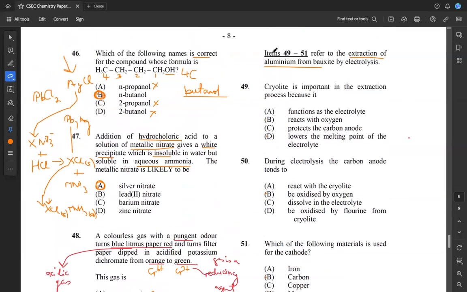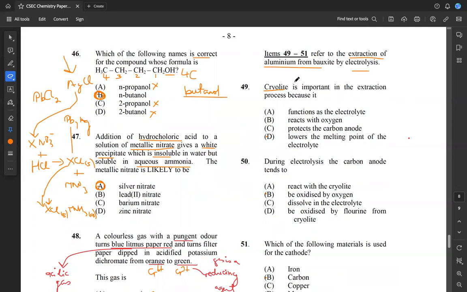So this says items 49 to 51 refer to the extraction of aluminum from bauxite by electrolysis. Okay, so that's a process that we have to be familiar with per our syllabus, right? So the extraction of aluminum is done by electrolysis, right? So they told us that up here. Now they're asking us some specifics about the process, right? So cryolite is important in the extraction process because what does it do? Like, what is the importance of cryolite?